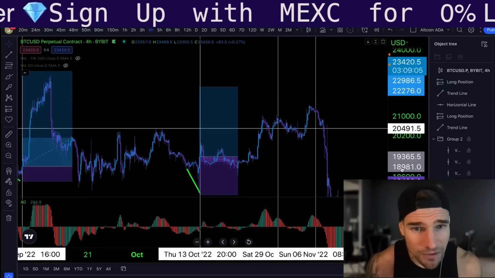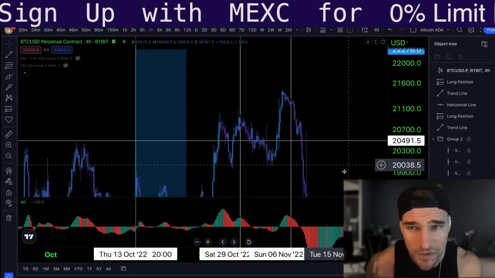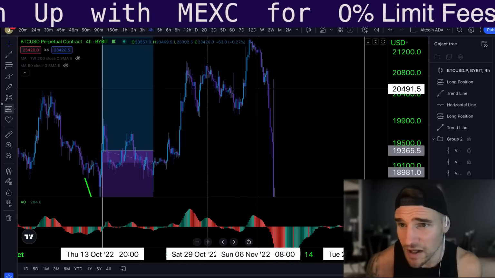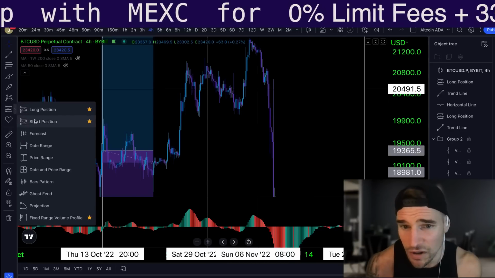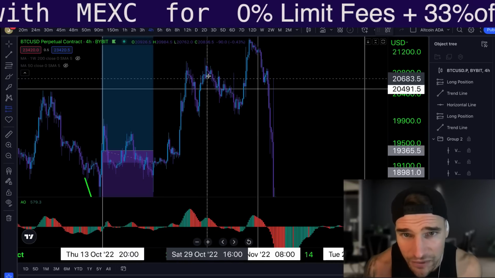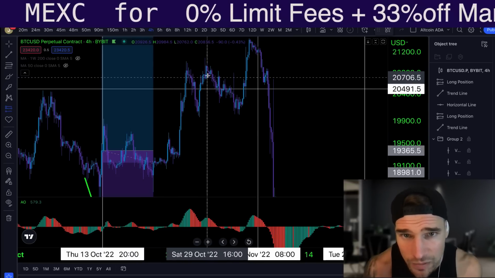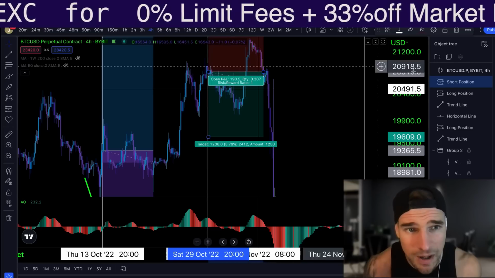Okay, we have a short opportunity coming up right over here. This is actually before the FTX dump happens. We go ahead, we put on our short trade as soon as this thing confirms the red, which would be right about here. We put our stop loss above the high.